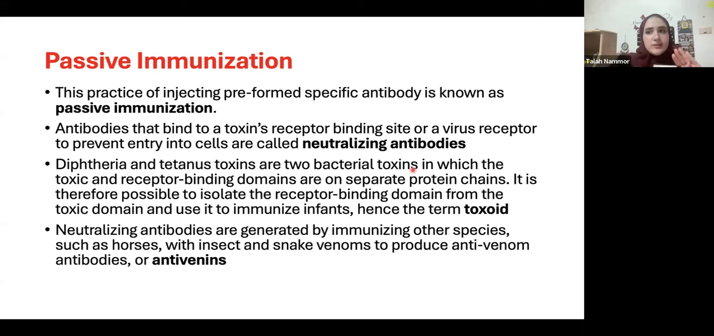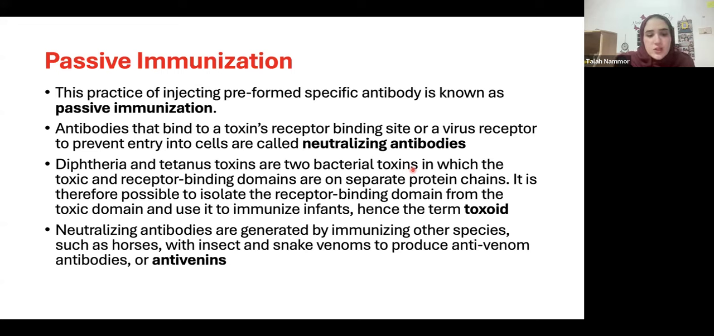So if I want to passively activate the body to fight off this disease, what will we do? We will give them something called toxoid. What will these toxoids do? They're going to bind to the binding domain and eliminate it. That's it. And the toxoid is usually given to infants because infants at a very young age are not able to form these things. Now we are able to form things like that, but infants are not.